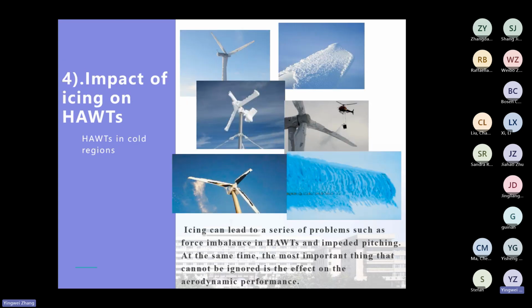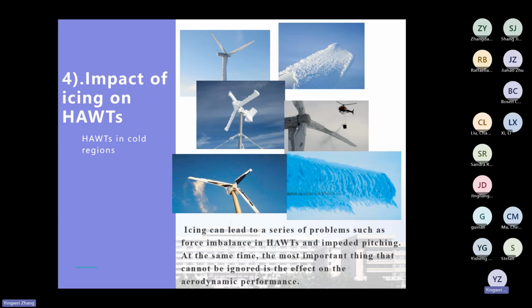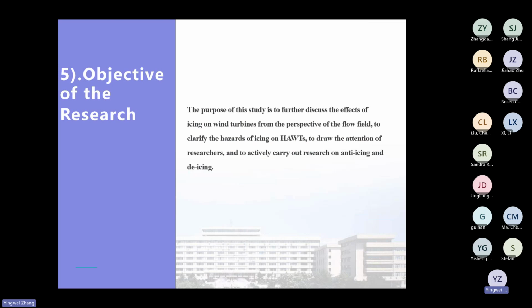And horizontal axis wind turbines in cold regions will inevitably be affected by icing. Horizontal axis wind turbines offshore in cold regions will have to face this serious problem. Icing can lead to a series of problems such as force imbalance and impacted patching. At the same time, the most important thing that cannot be ignored is the effect on the aerodynamic performance. The purpose of this study is to discuss the effect of icing on the wind turbine from the perspective of the flow field.